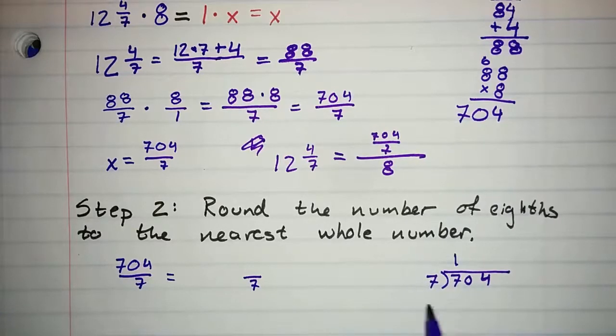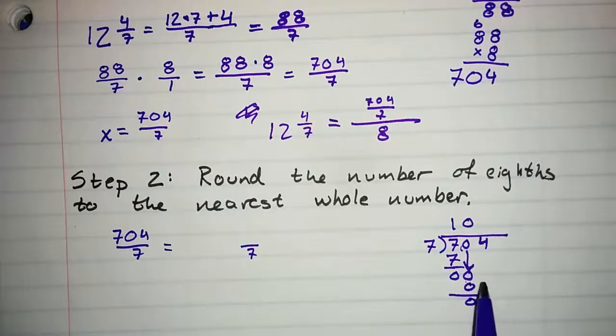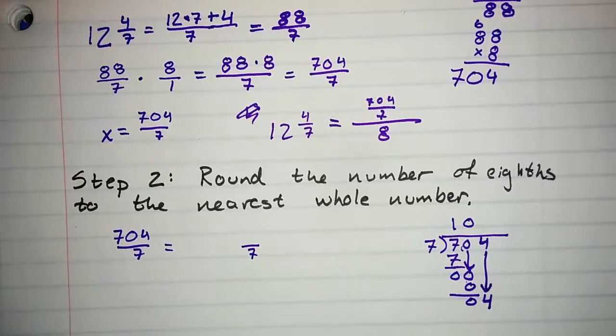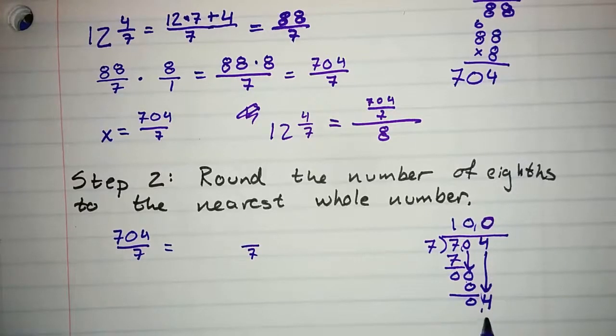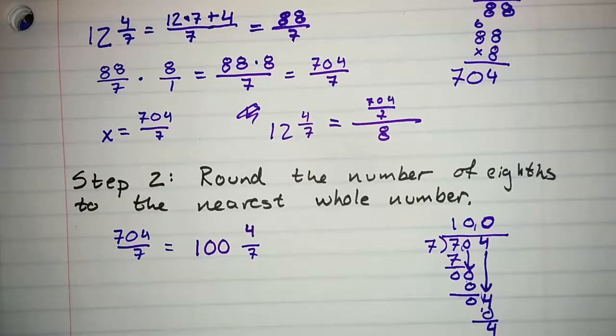7 goes into 7 once. I brought down the 0, so I need to write a digit above this 0. 7 goes into 0 no times. If I want to skip this and just bring the 4 straight down, that's fine too. 7 goes into 4, again, no times. But I brought down the 4, so I have to write a digit above it, and that digit's also going to be 0. And I have 4 left over. So 100 whole things and 4/7.